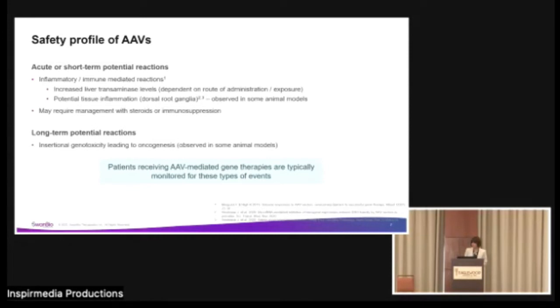But there is a risk, even with these types of therapies, that you could get an accidental integration, as it's called, into the patient's gene, even though that's not an intended effect of this type of viral vector, that could lead to cancer. So this is something that patients are monitored for over time, but like I said, it's yet to have actually been observed in patients. It's only been seen in certain types of animal models to date.